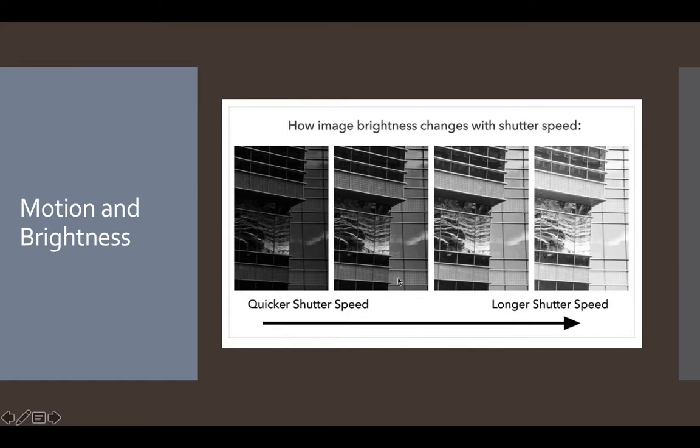Shutter speed also can be used to control brightness of your images. So the faster the shutter speed, the less light you're actually letting in because you're closing that shutter so fast, so it doesn't have a lot of opportunity to grab the light. The longer that shutter stays open, then the more light it's able to capture.